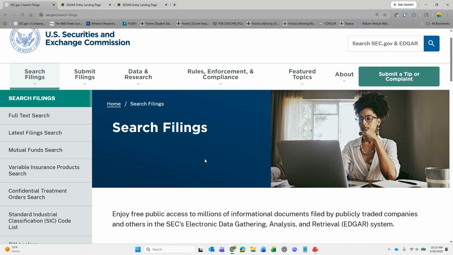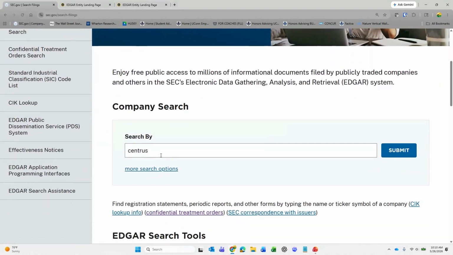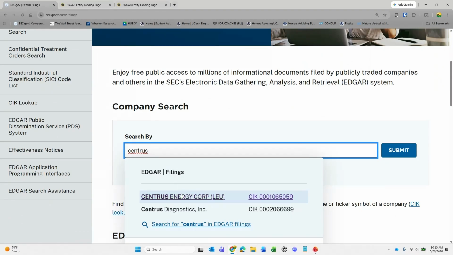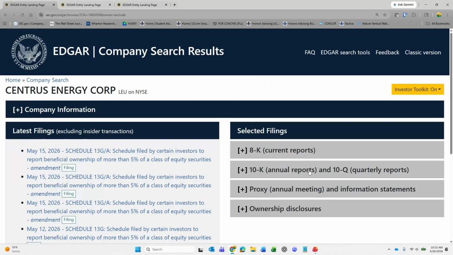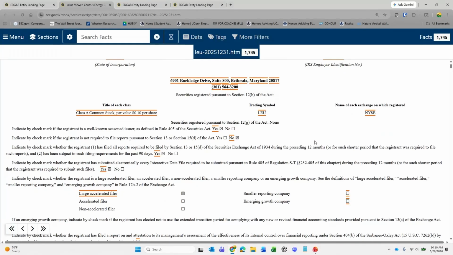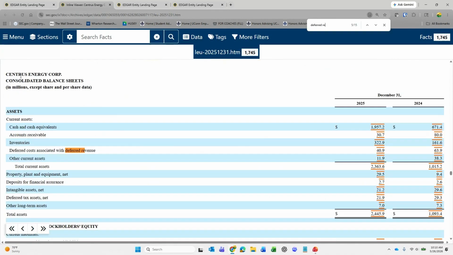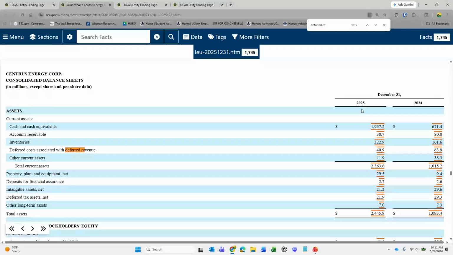This is the same main landing window that I showed you before for the EDGAR system. And I'm going to look at a company called Centrus Energy. I'm going to pull them up. Let's go to their most recent 10-K. So first, let's go to the balance sheet. Here's the label, Centrus Energy consolidated balance sheet in millions as of December 31st, 2025.